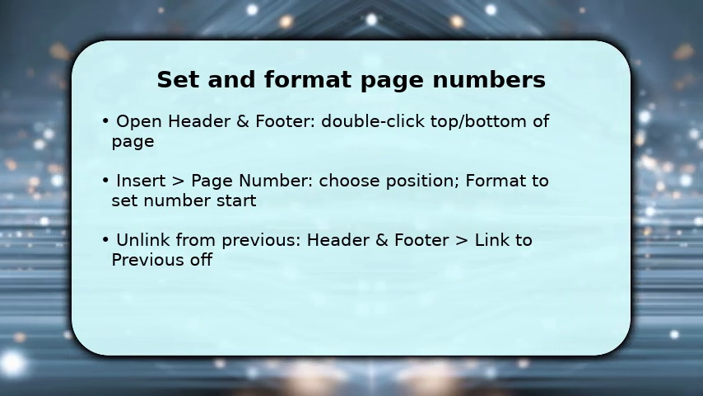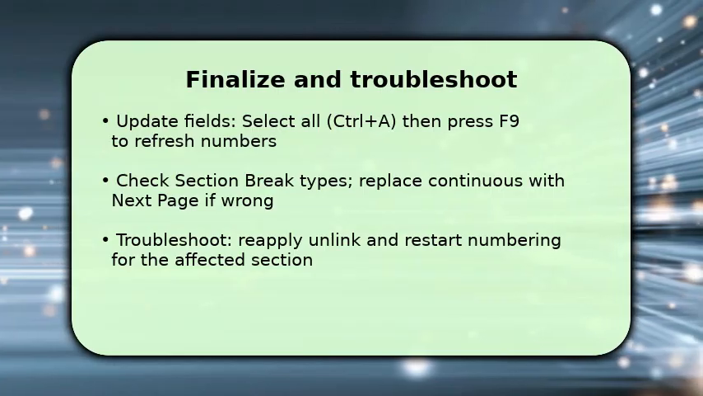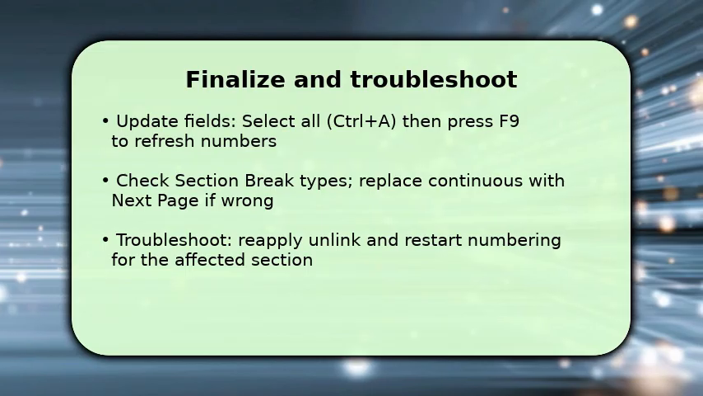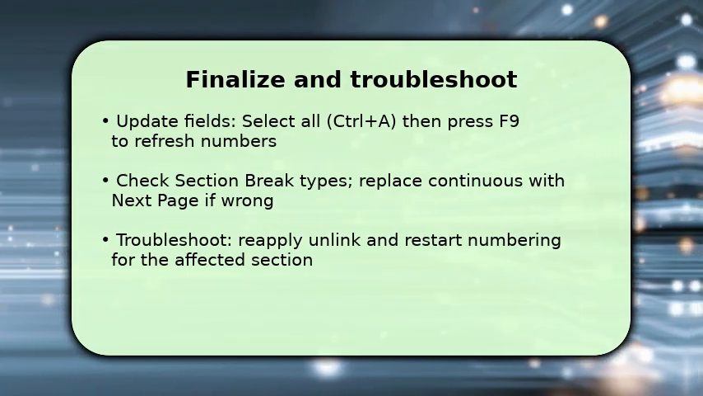Finish by updating fields and validating results. Select All, Ctrl+A, and press F9 so Word recalculates page numbers and cross-references. This often fixes ghost errors.